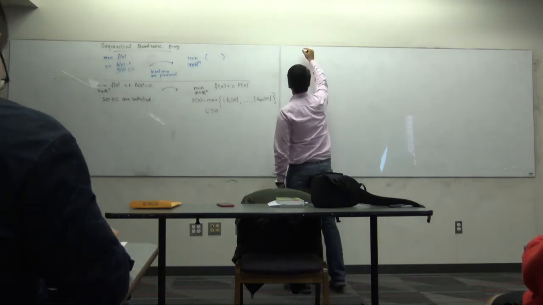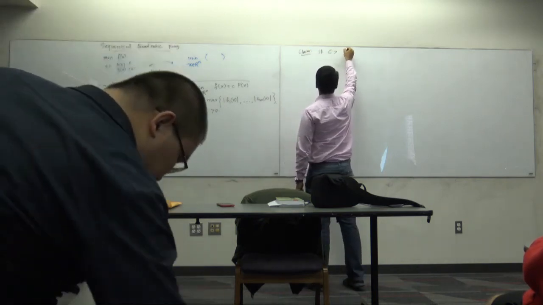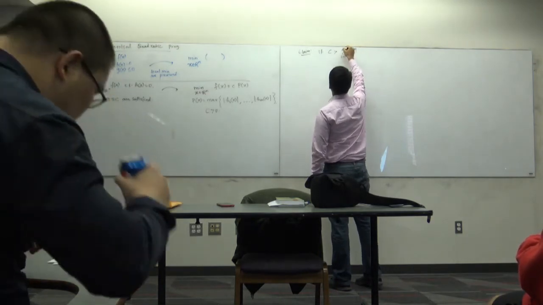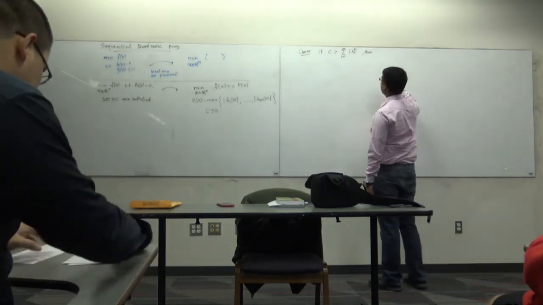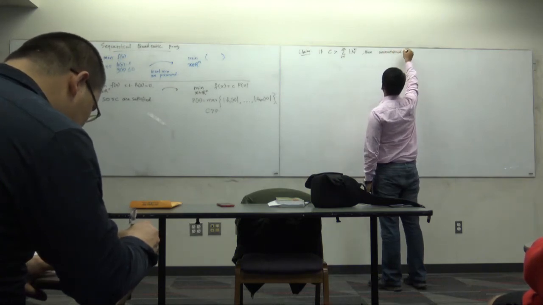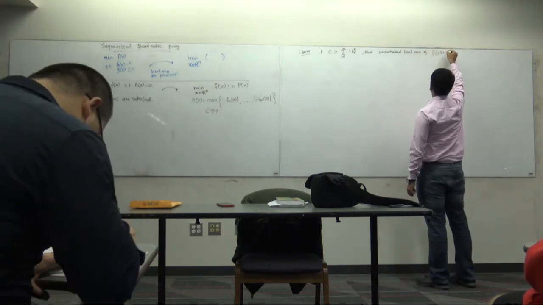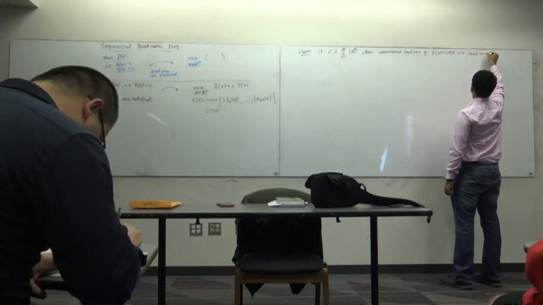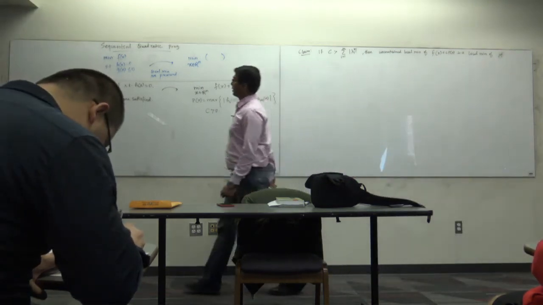Okay, so what's the claim? The claim is, if c is greater than the summation of the absolute values of lambda i star, i equals 1 to m, then an unconstrained local minimum of f(x) plus c p(x) is a local minimum of star, and this is my star.